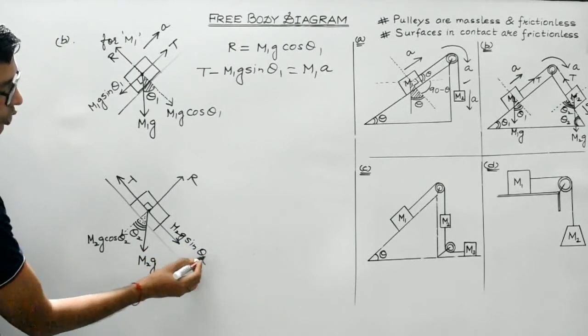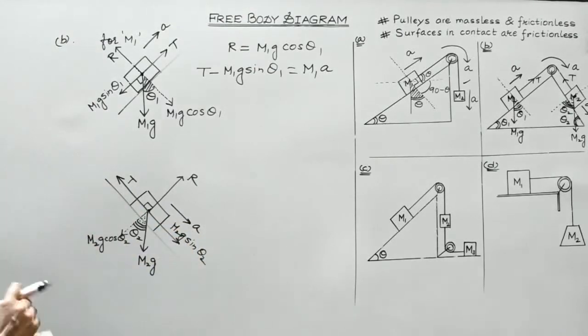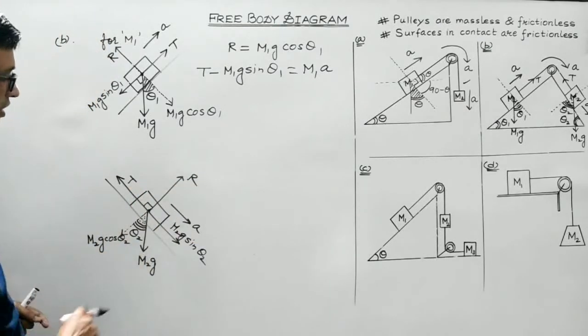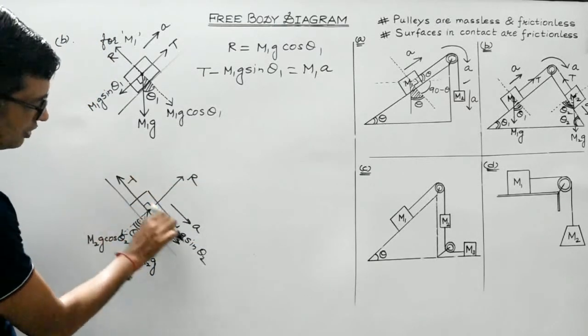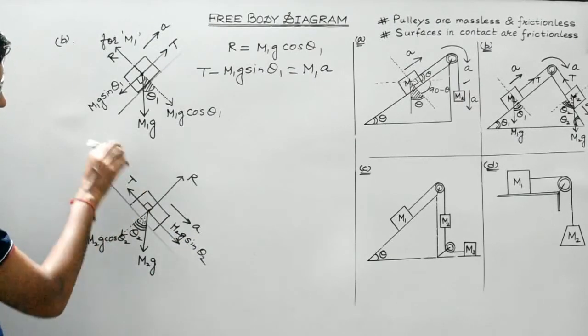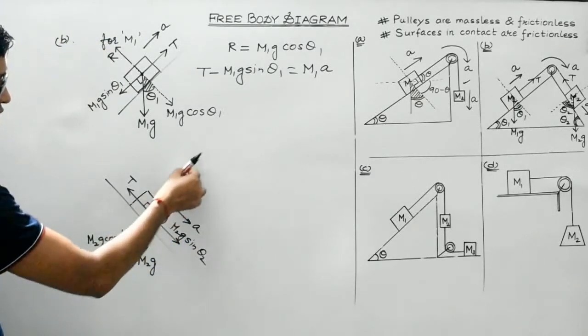And the acceleration of the body is along the inclined plane downwards. So this is the free body diagram, right? So let's construct the equation. As I told you, body is accelerating along this direction, isn't it? Body is accelerating along the inclined plane in the downward direction. So the body is not having any motion along this direction.